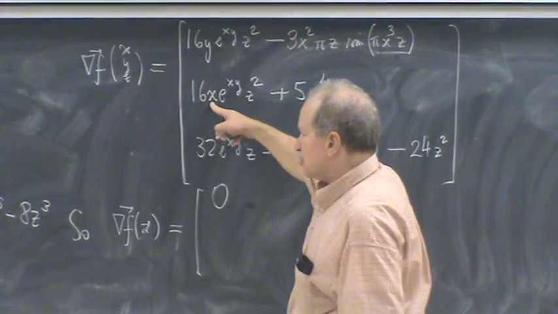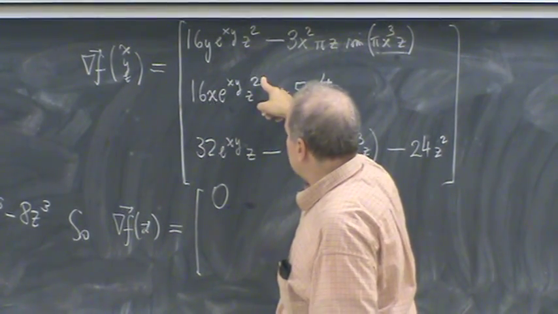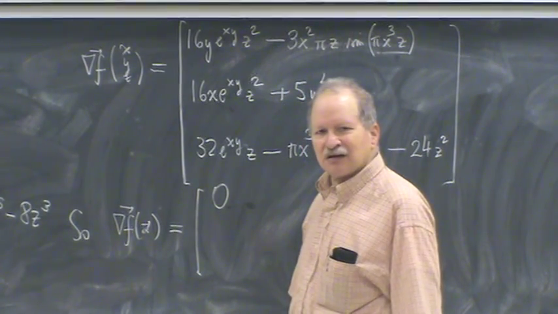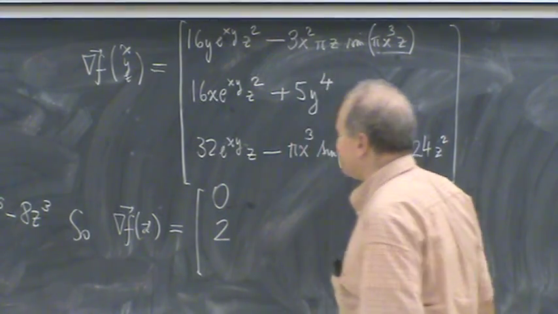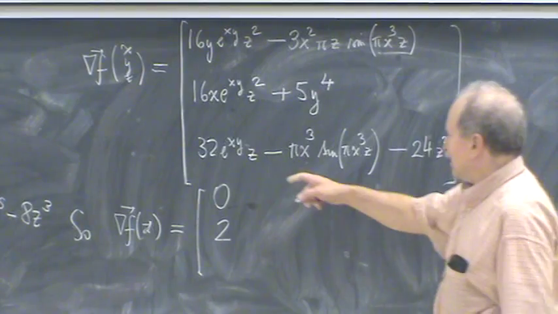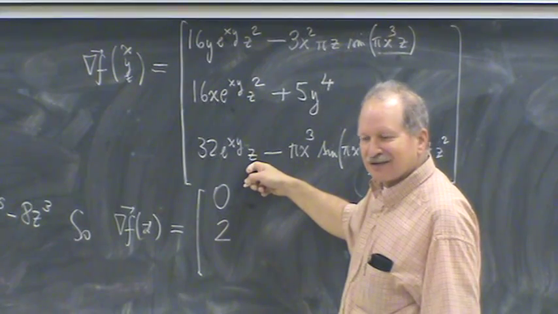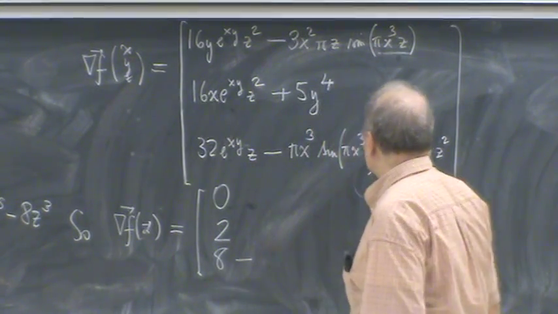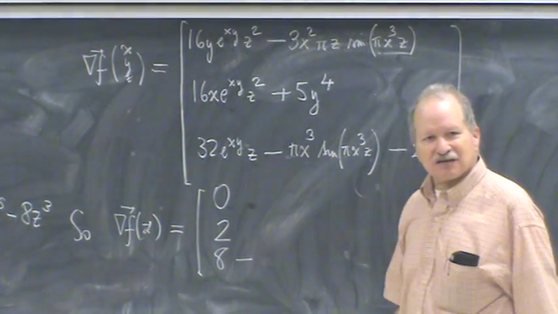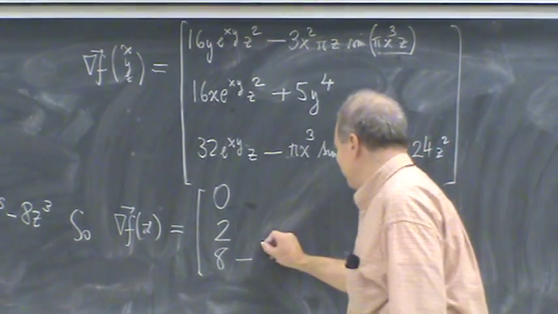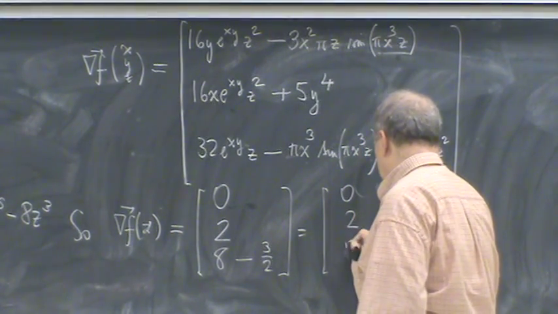It's just 2. 32, e to the 0 is 1, z squared is a 16th. So I have 32 over 16. That's 2. Here I have 32 times 1 times a fourth. That's 8. This is 0 again. And then I have minus 24 sixteenths, which is 3 halves. So I have the vector 0, 2, 13 halves.